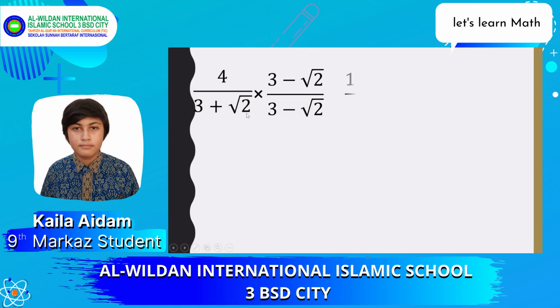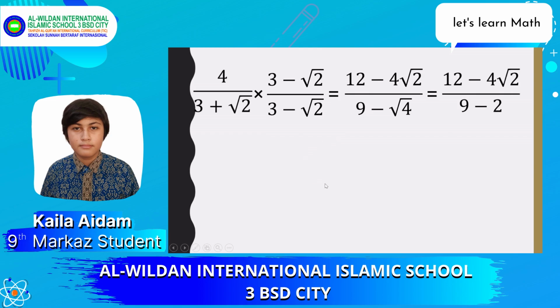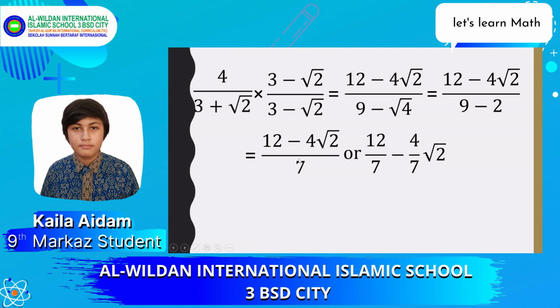12 minus 4 times square root 2 divided by 9 minus square root 4 equals 12 minus 4 times square root 2 divided by 9 minus 2. So the answer is 12 minus 4 times square root 2 divided by 7, or 12 divided by 7 minus 4 over 7 times square root 2.